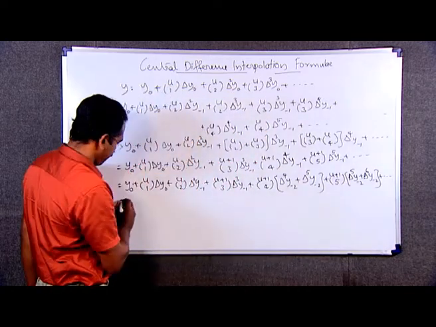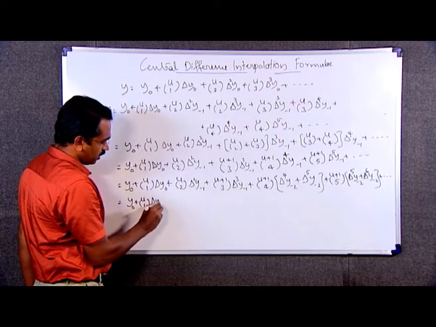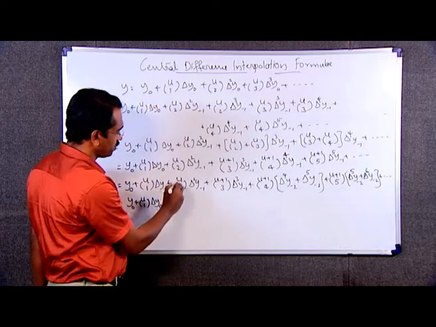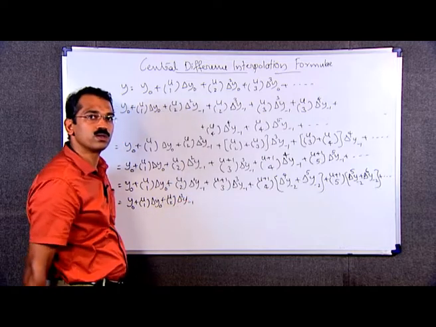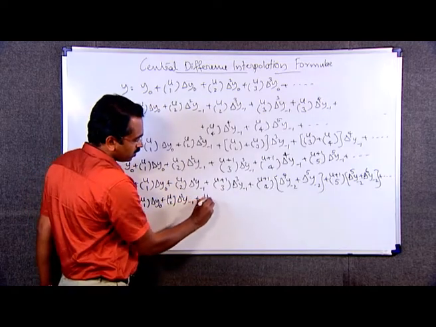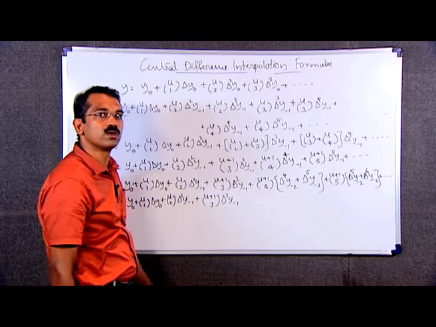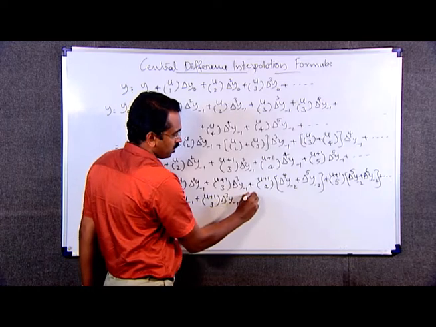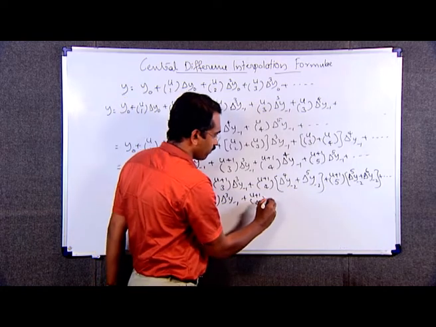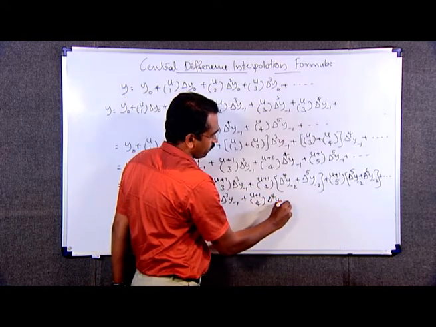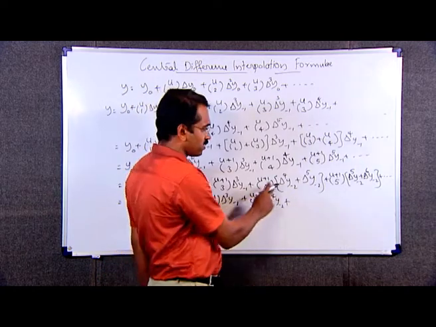That is equal to y naught plus uC1 into delta y naught plus uC2 into delta square y minus 1 plus (u plus 1)C3 into delta cube y minus 1 plus (u plus 1)C4 into delta raised to 4 y minus 2 plus (u plus 1)C4 plus (u plus 1)C5.